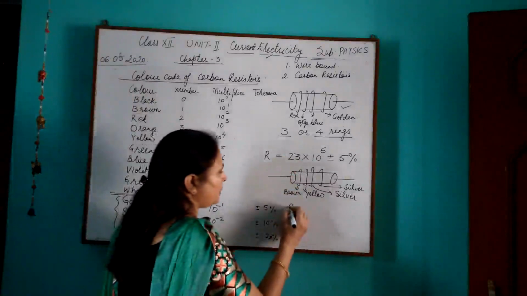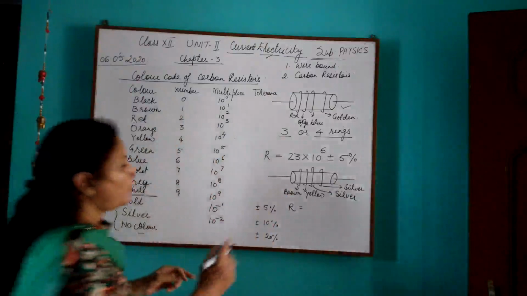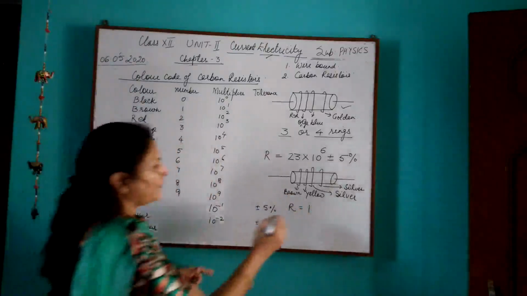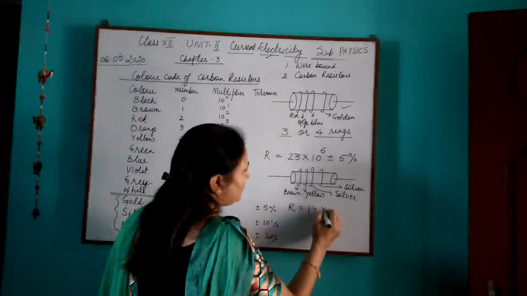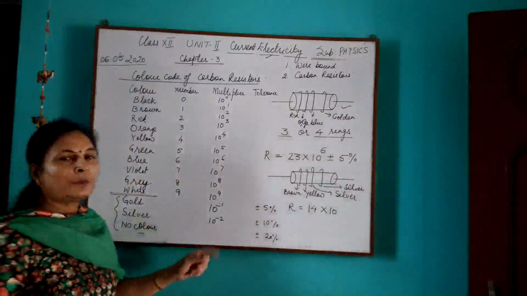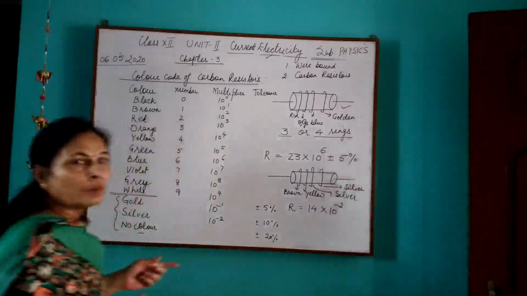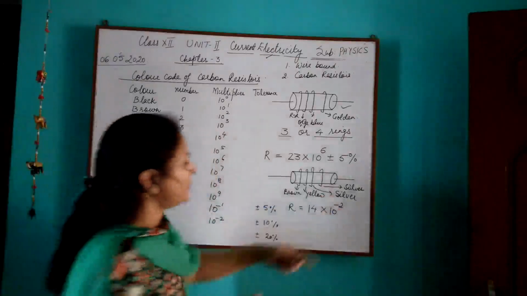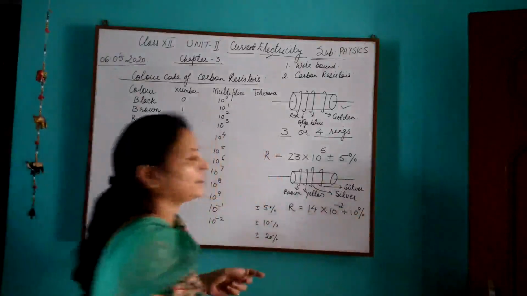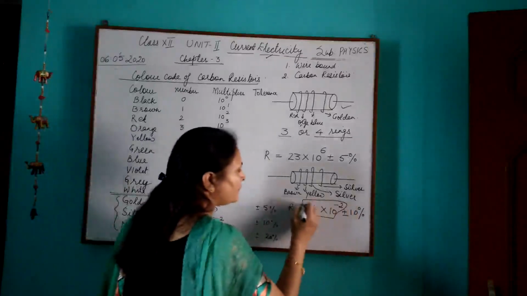Say resistance will now be equal to brown color. Brown is representing 1. Yellow 4. Multiplied by, now it is silver. Silver is 10 to the power minus 2. Plus minus silver is 10%. So this much is the value of the resistor.